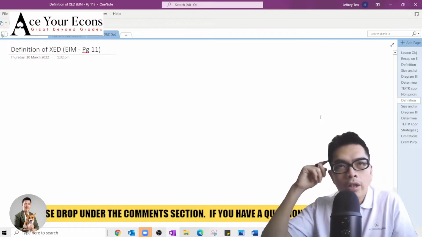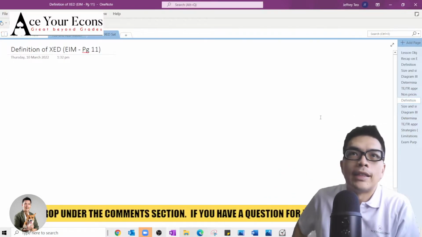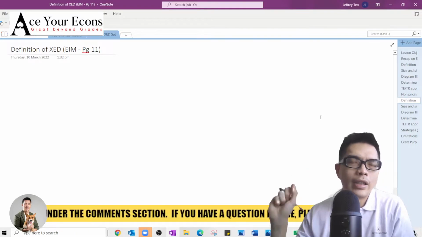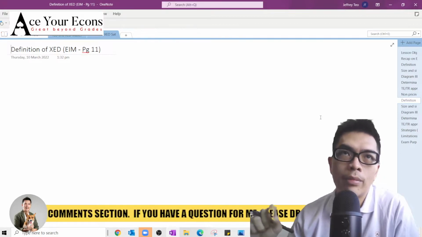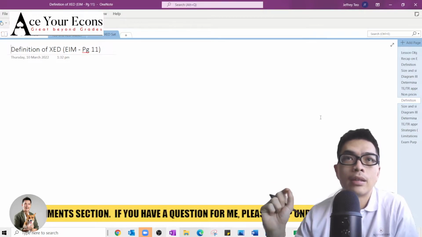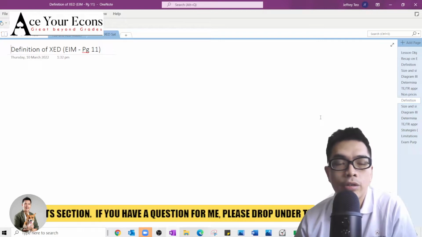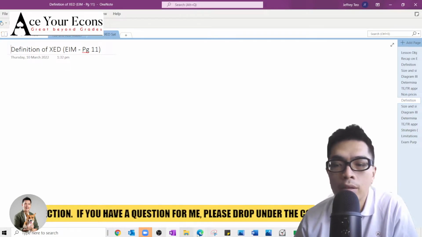Now I'm going to move on to the next part, XED. XED is one where the concept is fairly similar, especially in terms of diagram illustration. But I'm going to show you how it differs in a short while. So let's look at page 11, everyone.